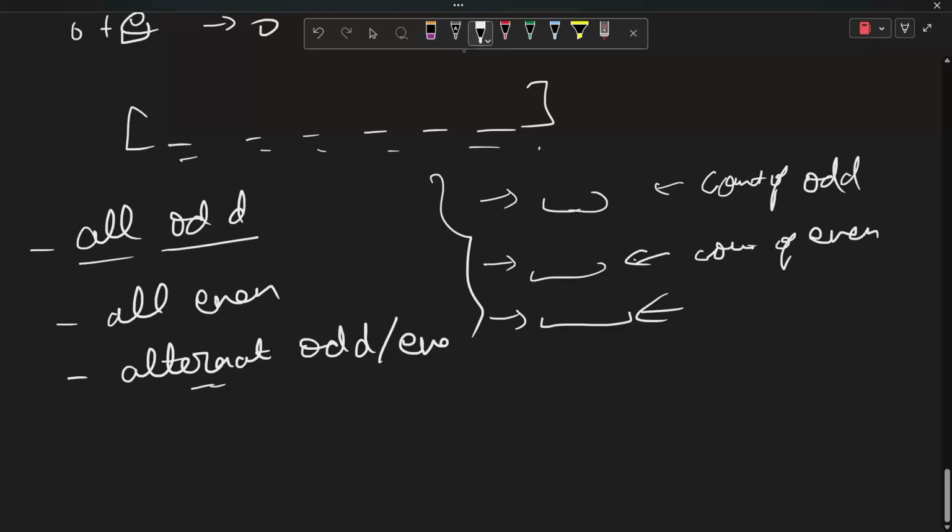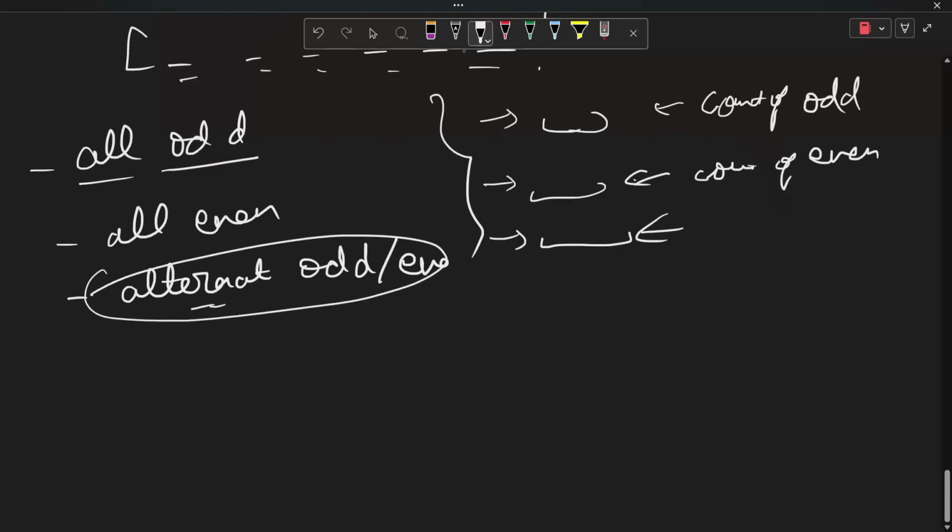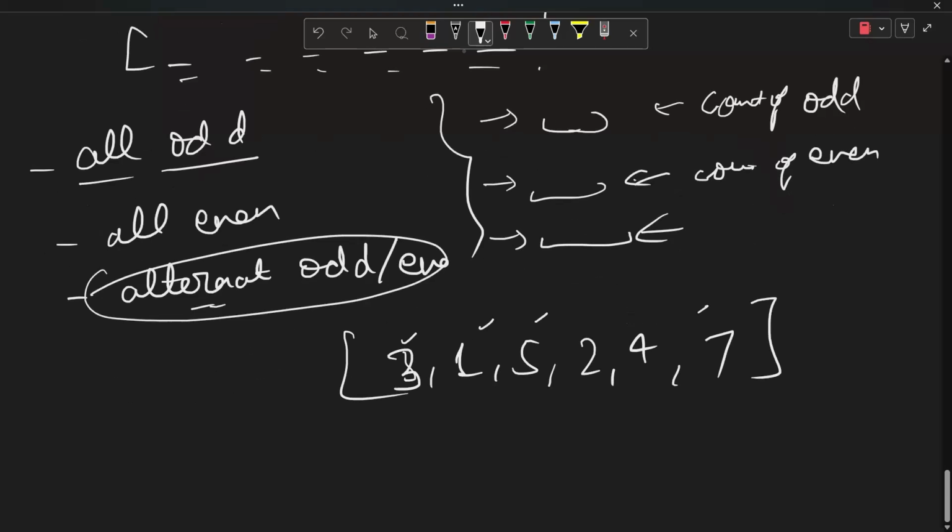So how can you tackle this case 3? Let's suppose you have an array 3 1 5 2 4 7. Okay, let's say you have this array. Now for case 1 you would just count the odd numbers. This is odd, odd, odd, odd. So you have 4 odd numbers. Case 1 you get 4. How many even numbers are there? There are 2 even numbers. Case 2 you got 2.